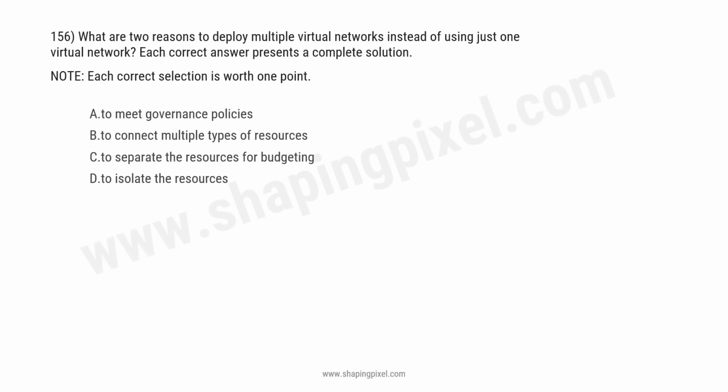Question number 156. What are two reasons to deploy multiple virtual networks instead of using just one virtual network? Each correct answer represents a complete solution. The options are to meet governance policies, to connect multiple types of resources, to separate the resources for budgeting, to isolate the resources. So the right answer here is option A and option D.